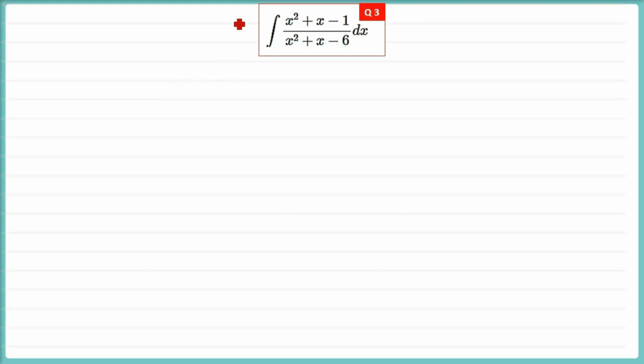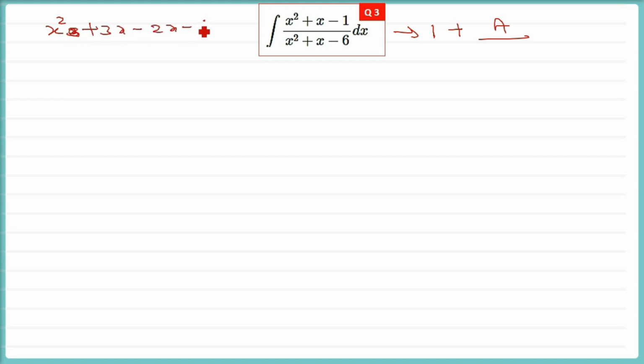Now in this question, we have (x² + x − 1) divided by (x² + x − 6). Now the order is the same. So we'll write it something like this: 1 plus a divided by factor 1, b divided by factor 2. Because we know that x² + x − 6 can be easily divided into 2 factors. Because you have 6, so 2 3s are 6. You will get a 1.